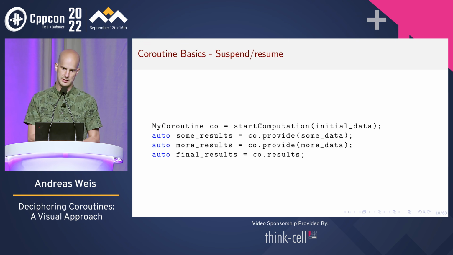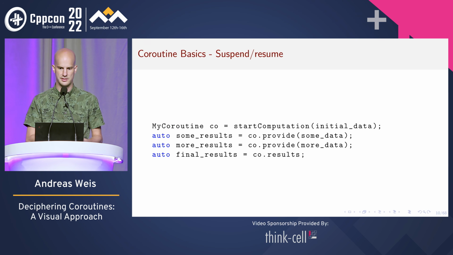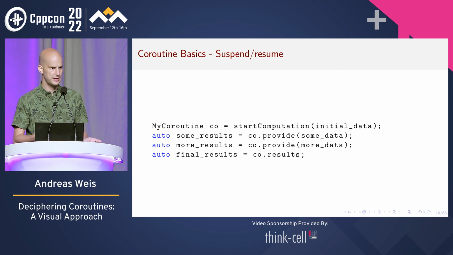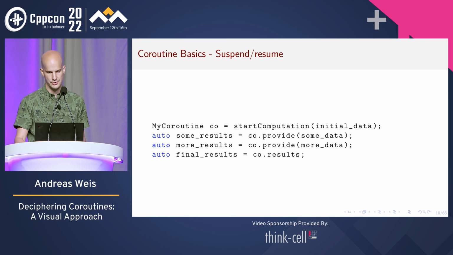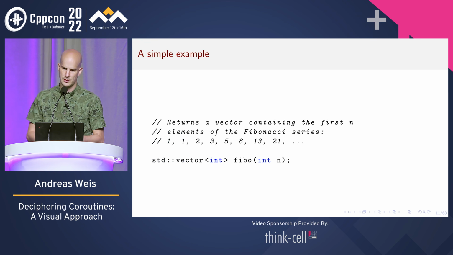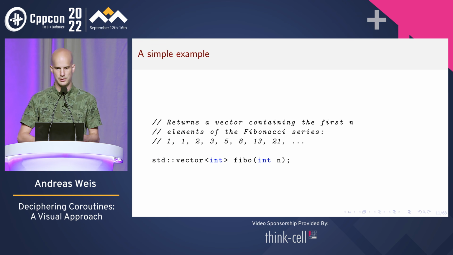A second use case that you see often is this sort of suspended computation. The easiest use case here is just lazy computation. So you don't start an operation right away, but instead you get back a coroutine and then you invoke the computation of the result whenever you want. Maybe provide some additional data before retrieving it. So let's start with a real simple example here.